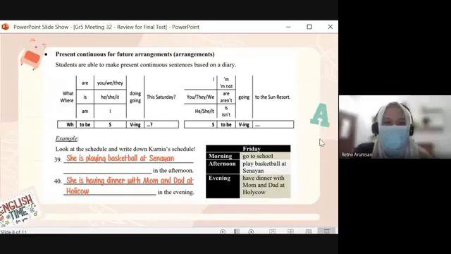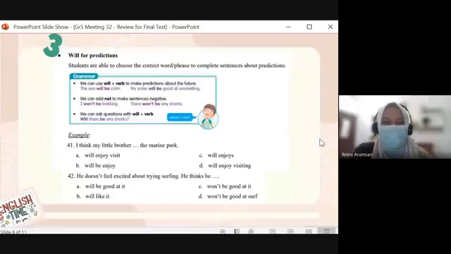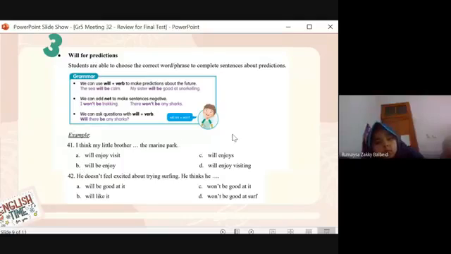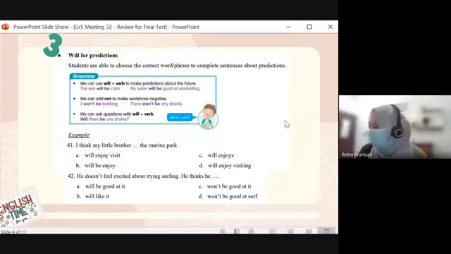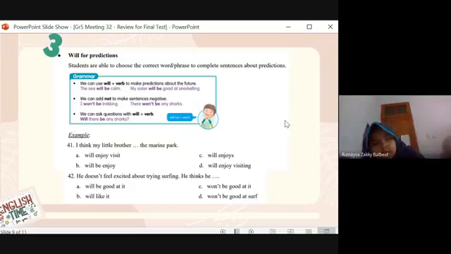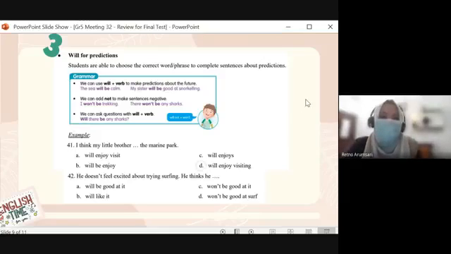Let's continue, yeah. To will future. Will is for prediction. You need to be able to choose the correct phrase or word to complete sentences about predictions. Number 41. I think my little brother will enjoy visiting. Which one is it? It's D. That's right. Very good.